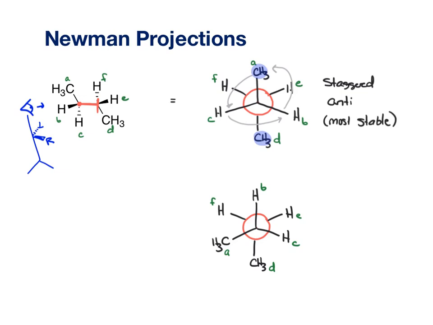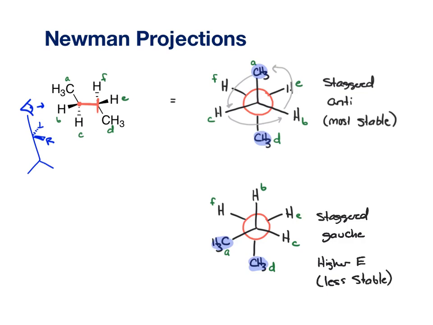Right, now we have these two methyl groups. They're closer together. The atoms on the front and back are still staggered. But now this is called a gauche conformation. And this one is a little bit higher in energy. Higher energy, less stable.